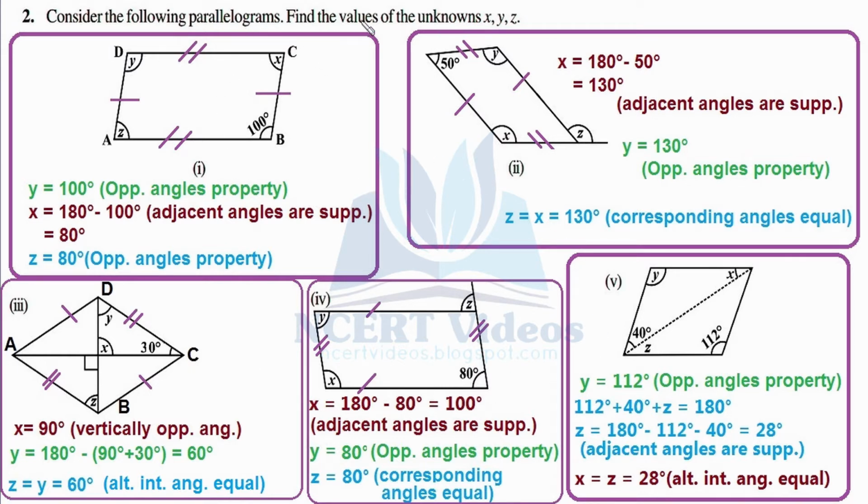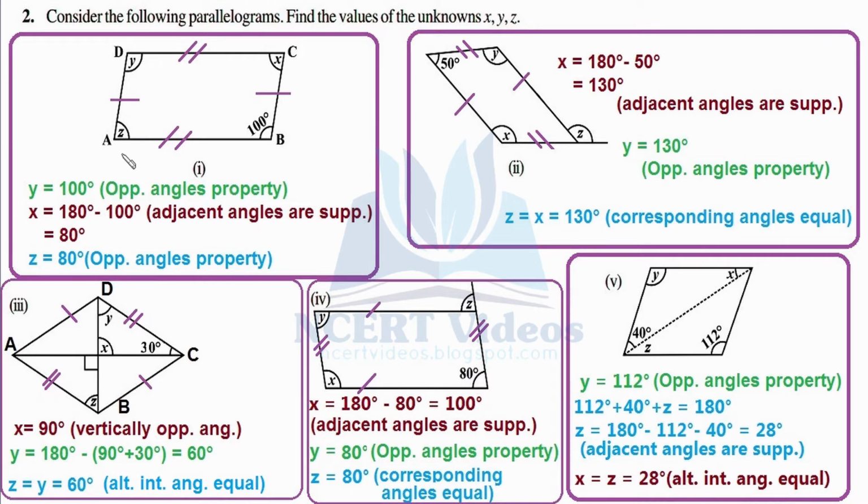Find the values of unknowns x, y, z, where x, y, z are the angles which we have to find. Therefore, let's dive into the first part. So here we have a parallelogram, namely ABCD. So we need to find the measure of angles x, y and z.